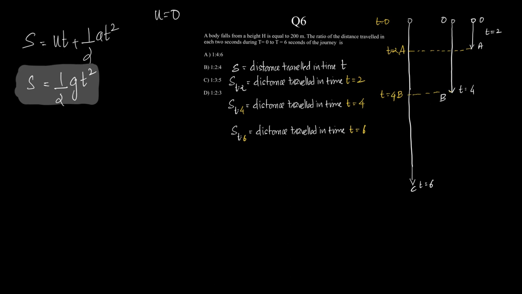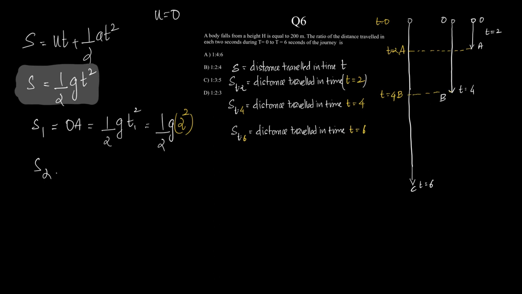Now, what is S1? S1 is OA, right? And what is OA? OA is equal to half into G into T1 square. What is T1? It is the first time interval, which is t is equal to 2. So this becomes half into G into 2 square.